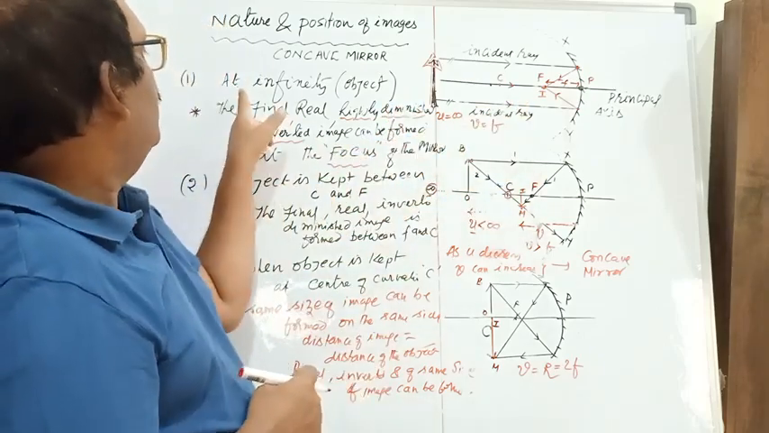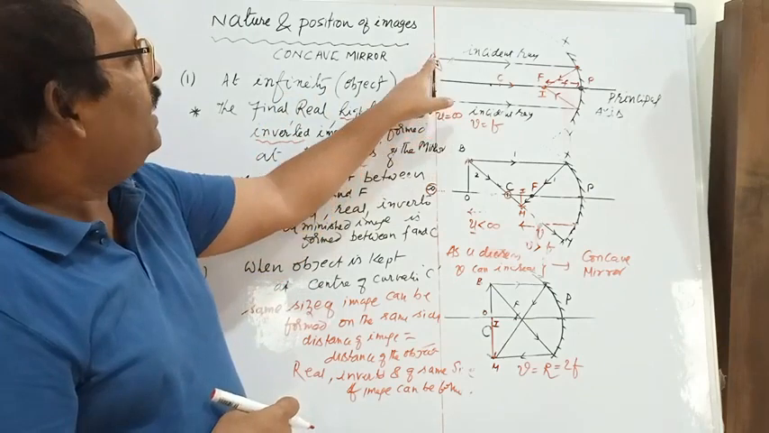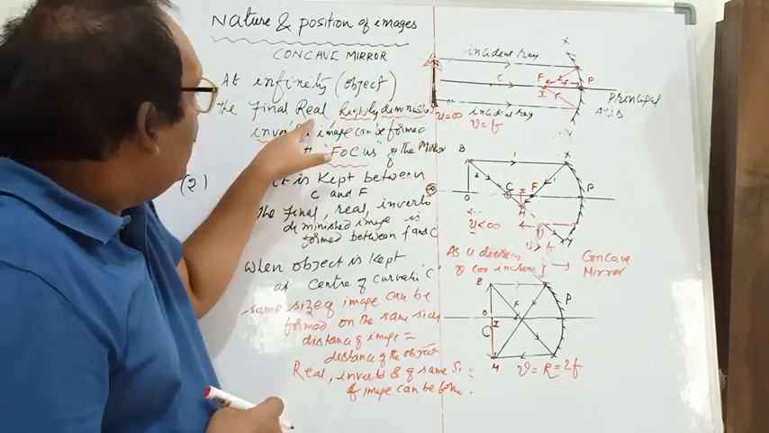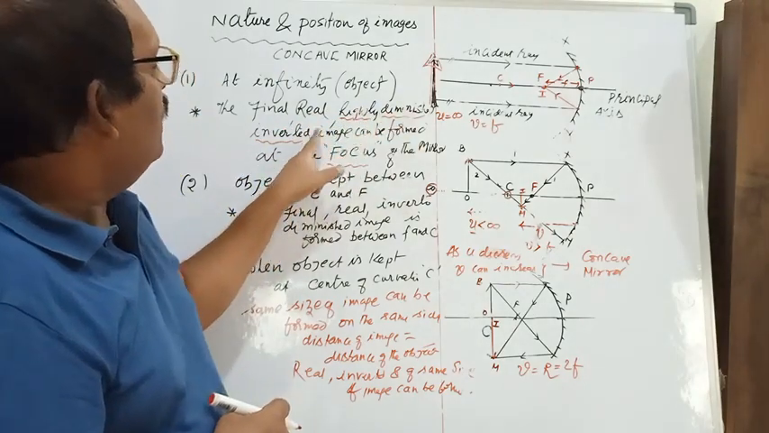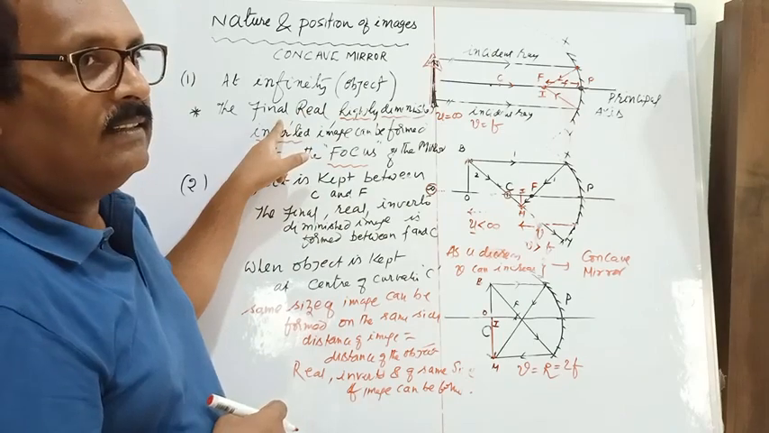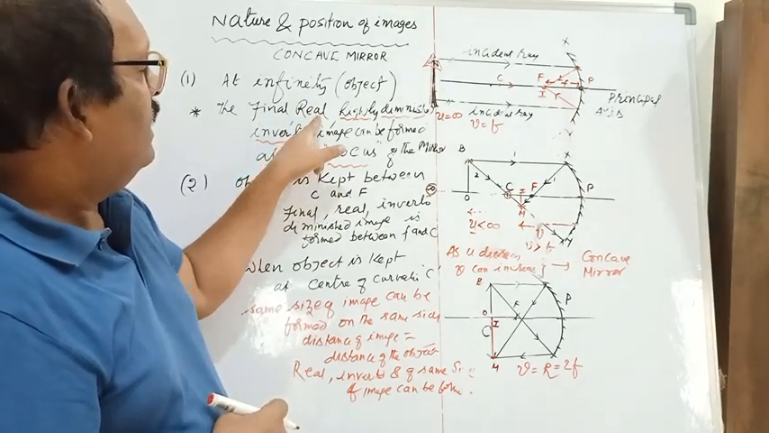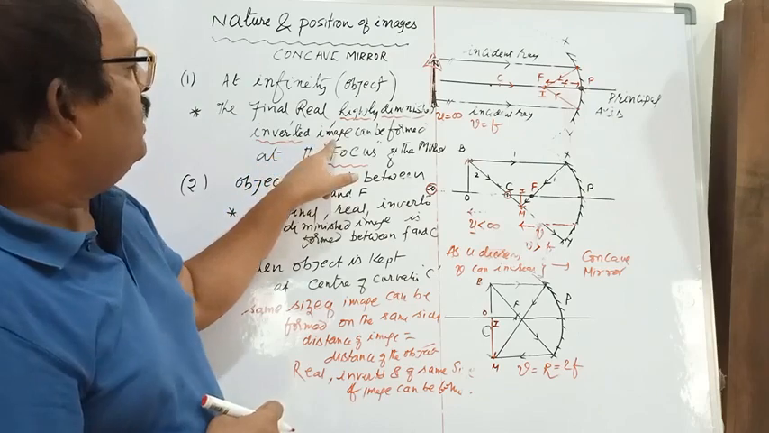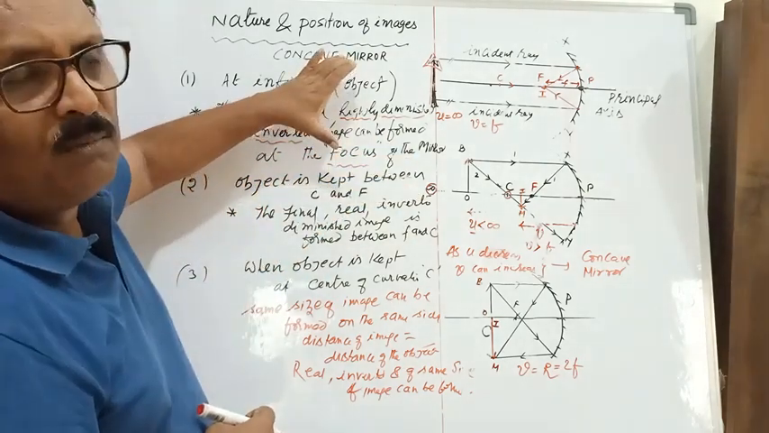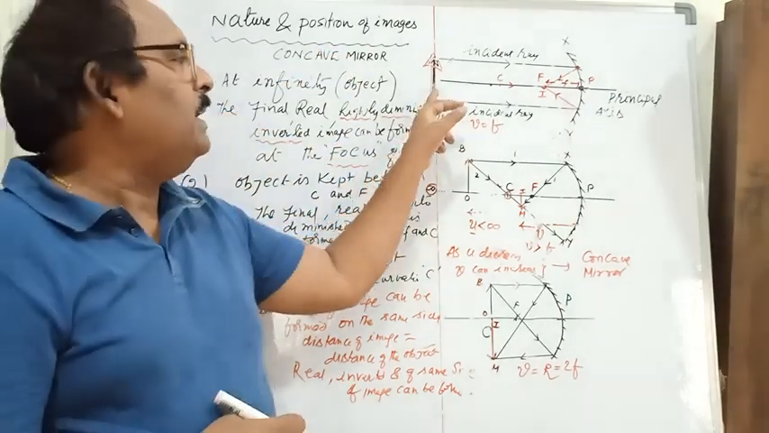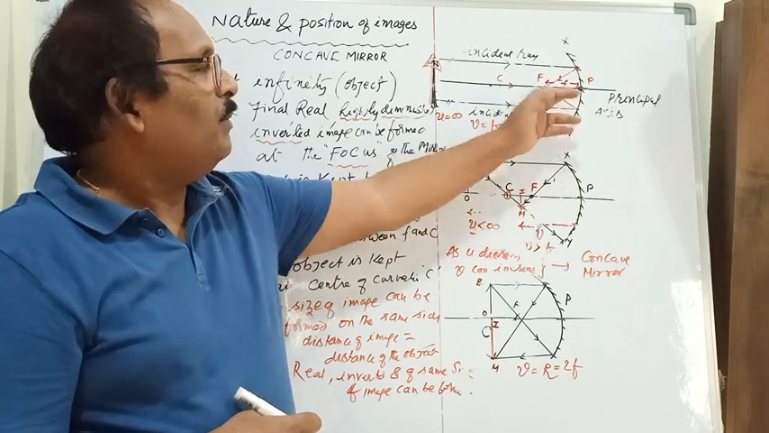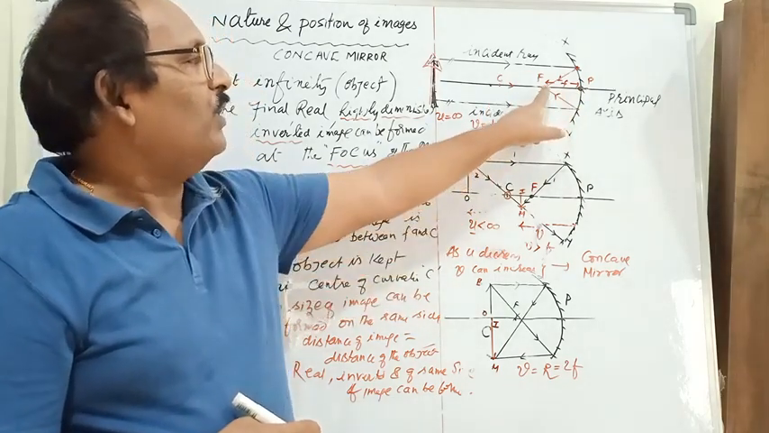That's why in the first case, when the object is kept at infinite distance, the final, real, highly diminished, inverted image is formed at the focus of the mirror. Everyone has to remember this. Whenever an object is placed at infinite distance, a real, inverted, highly diminished image is formed on the same side but at the focus.